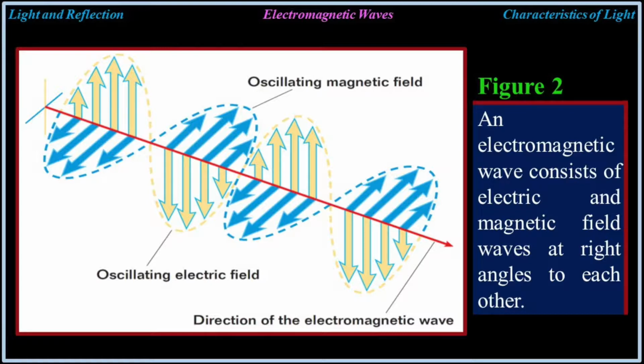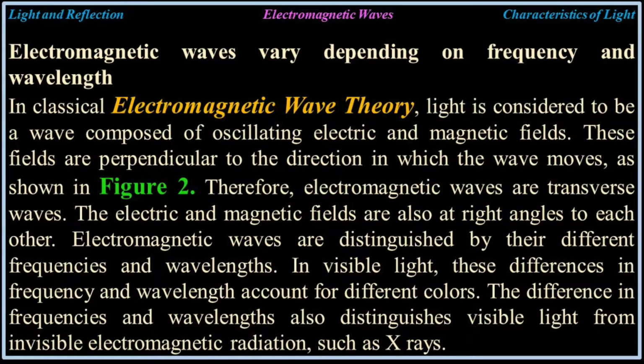An electromagnetic wave consists of electric and magnetic field waves at right angles to each other. Electromagnetic waves vary depending on frequency and wavelength. In classical electromagnetic wave theory, light is considered to be a wave composed of oscillating electric and magnetic fields. These fields are perpendicular to the direction in which the wave moves, as shown in Figure 2. Therefore, electromagnetic waves are transverse waves. The electric and magnetic fields are also at right angles to each other.